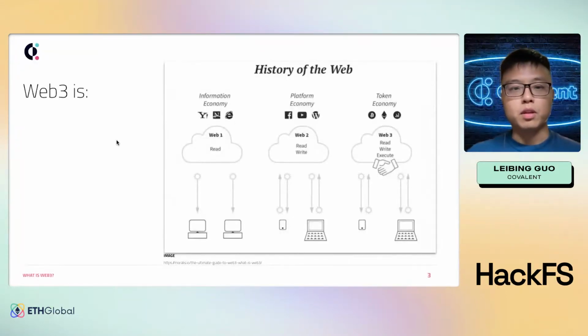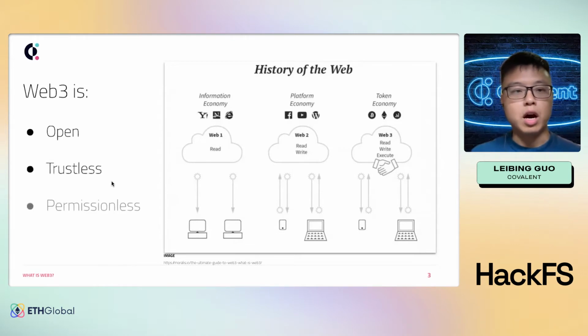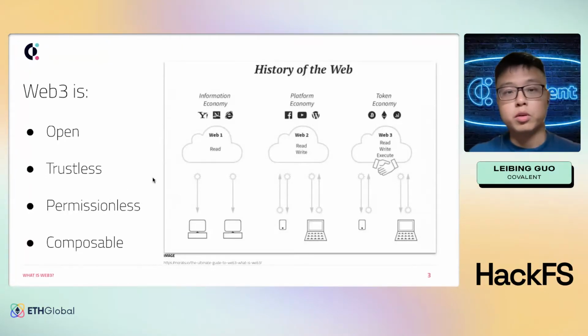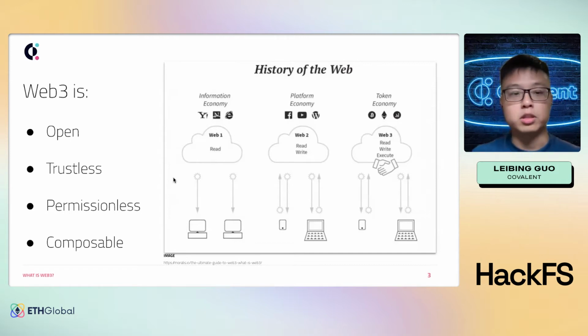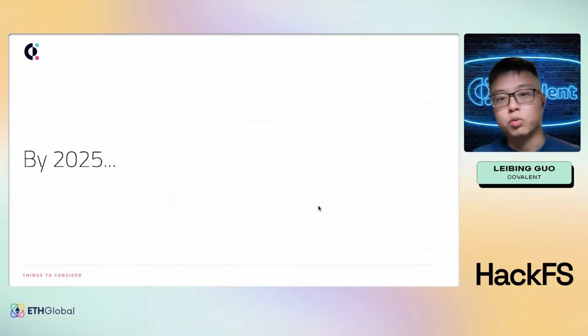So I'm sure by this point you wouldn't need me to go through how Web3 is different from Web 1 and Web 2, right? We people in Web3 pride ourselves as being open, trustless, permissionless, composable, and instead of just doing read and write, it is read, write, execute, or read, write, own technologies that are being brought forth by cryptography and smart contracts, right?